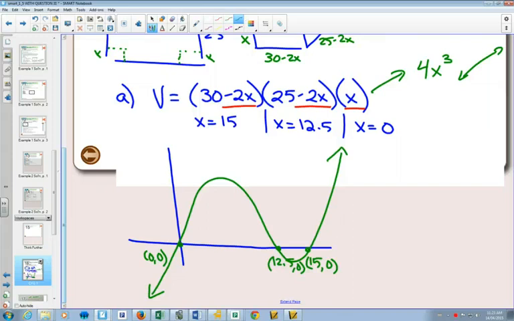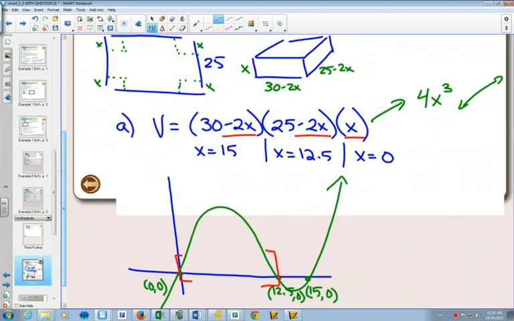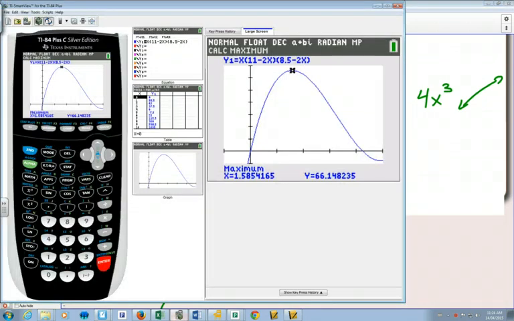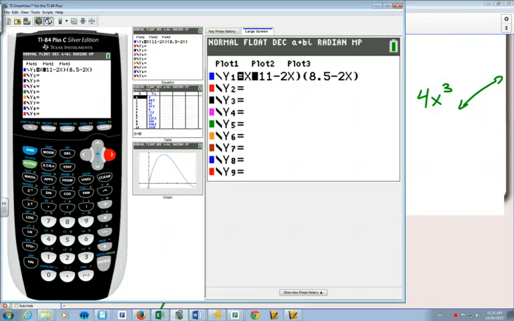Now, based on the situation, the only thing that makes sense for our domain is from 0 to 12.5. You can't cut out a negative height, so nothing below 0 makes sense. You can't cut out more than 12.5, because then our smaller side, if I cut out 12.5 and 12.5, that'll use up the entire 25 centimeter side, and there would be nothing left. So again, this is the only part that we want to see. So we're going to go to our graphing calculator and type this equation in.